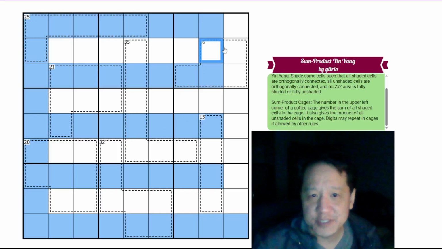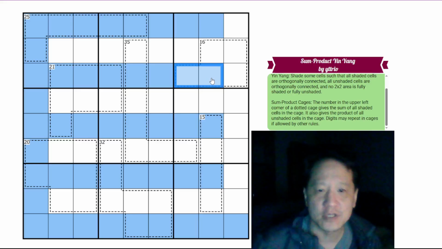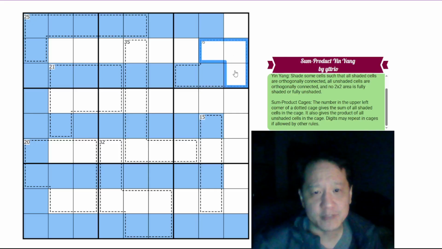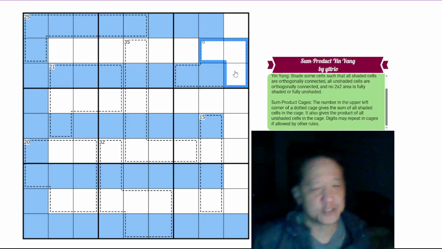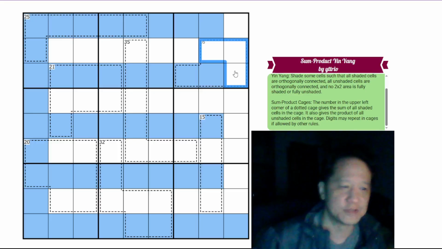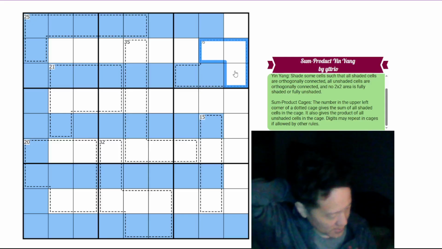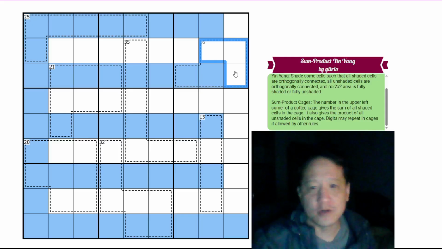For example, in the 16 cage, these two cells here must add up to 16, and these three must multiply to 16. That should also give you some examples if you think about it closely. Anyways, those are all the rules.